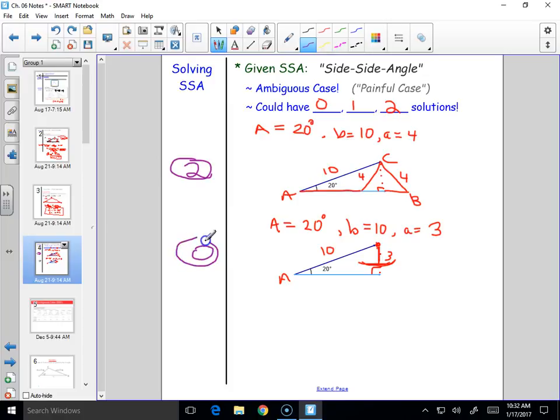And how did I know? I compared it to a right triangle. I said, hey, what would it be if it was a right triangle? And that was kind of my x. And I said, sine of 20 equals x over 10. I tried to figure out who is that third side.